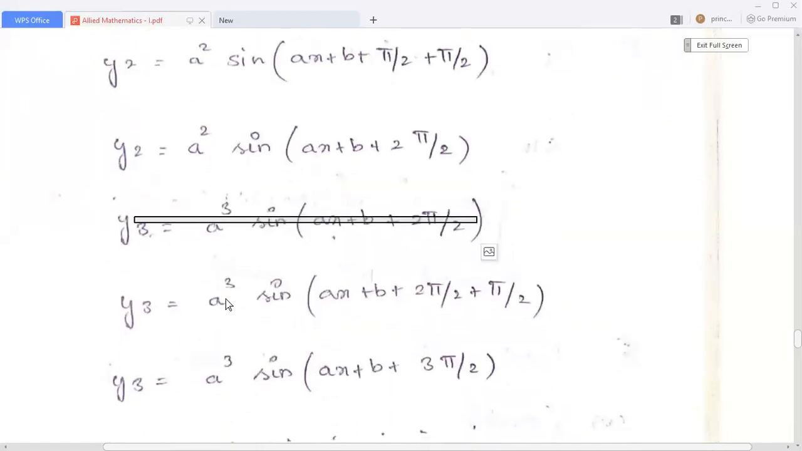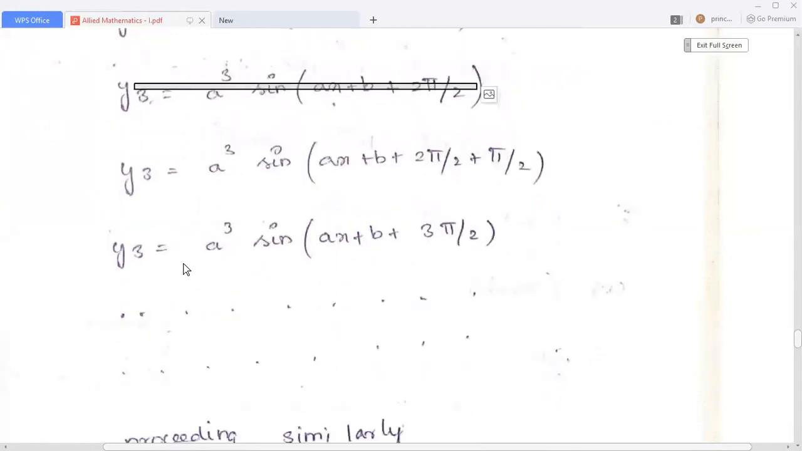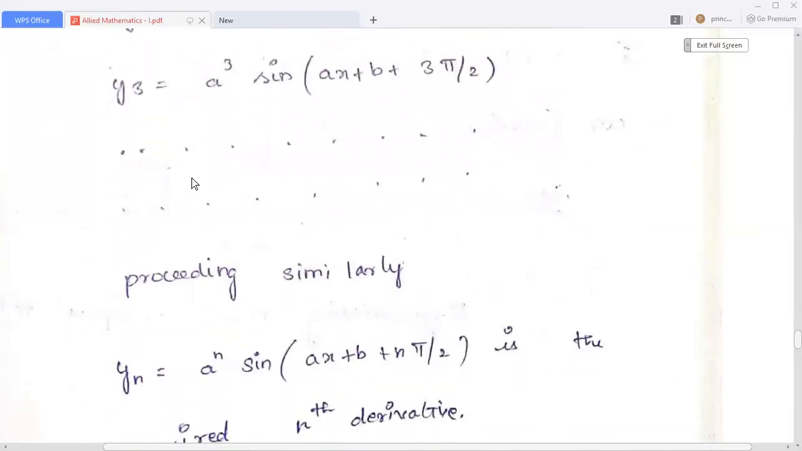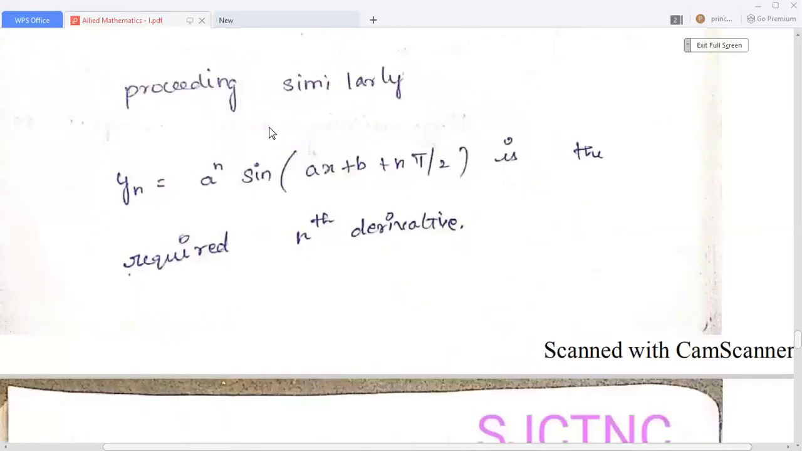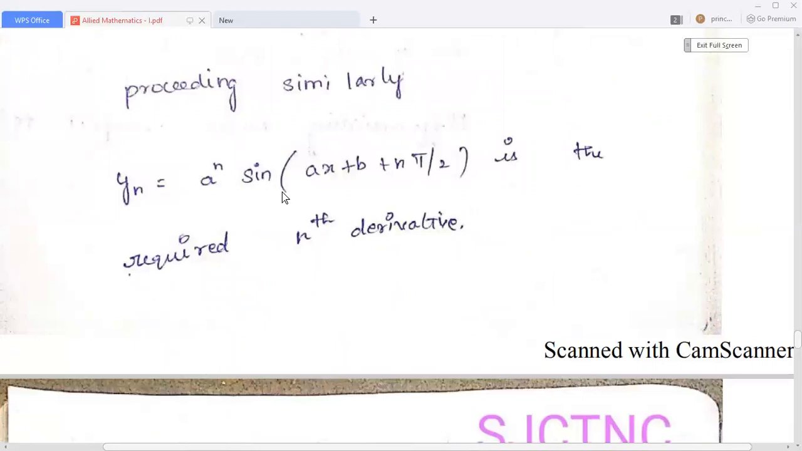Therefore, y3 equal to a cube into sine of ax plus b plus 2 pi by 2 plus pi by 2, that is 3 pi by 2. So this is y3. Similarly, y4 equal to a power 4 into sine of ax plus b plus 4 pi by 2. Proceeding in this manner, proceeding similarly, we have the nth derivative yn is equal to a power n sine of ax plus b plus n pi by 2 for nth derivative.